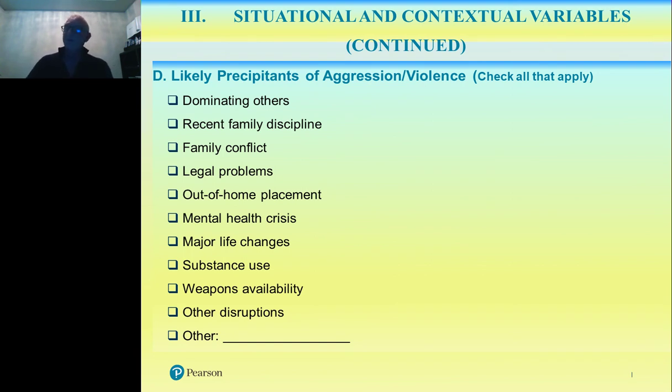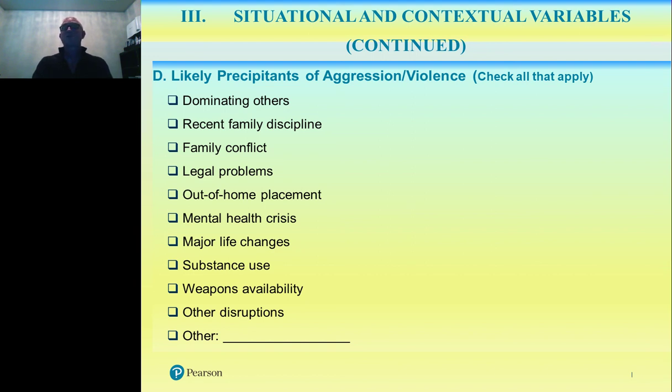Family discipline, recent family discipline, particularly if the child or the adolescent has been engaging in behavior problems and the family's coming down heavy on them. So now they're the authority figure, they're giving discipline, the child's not reacting to it well. And there's a high level of conflict within the family, legal problems, out of home placement, mentioned earlier, having a mental health crisis of their own. So they're flooded themselves. They're having high levels of anxiety. They can't regulate it well.